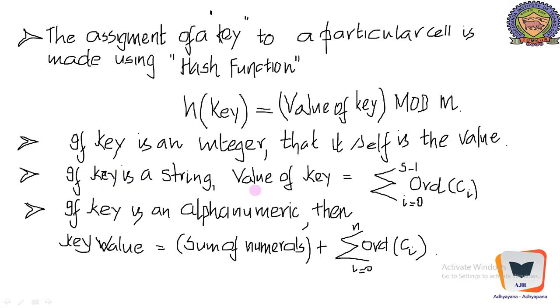If the key is a string, the value of the key is computed by adding the ordinal values of all the alphabets in the key. For example, if it is ABC, A is 1, B is 2 and C is 3, so 1 plus 2 plus 3 is the value of the key, and that is divided by m, and the remainder is the cell number. If the key is alphanumeric, consisting of alphabets as well as numerals, then the key value will be the sum of the numerals plus the sum of the ordinal values of the alphabets present in the key. So finding the key value is not a problem, and the remainder of the modulo division is the cell number.